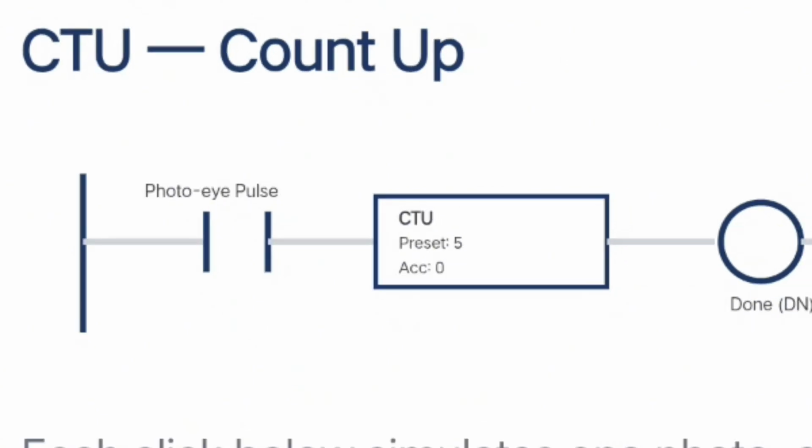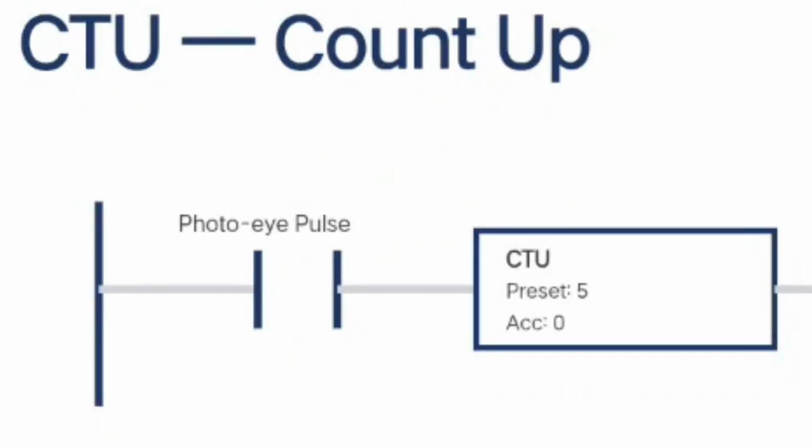Quick distinction before we start: timers measure elapsed time. Counters count discrete events, pulses. Every time the input transitions from false to true, that's one count. It doesn't matter how long the input stays true, a counter only cares about that transition, that single pulse edge.